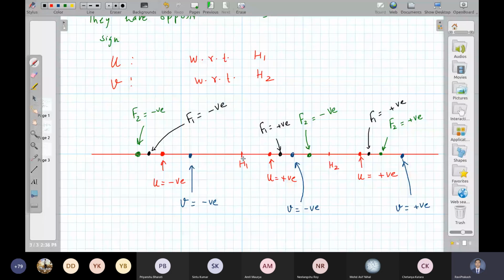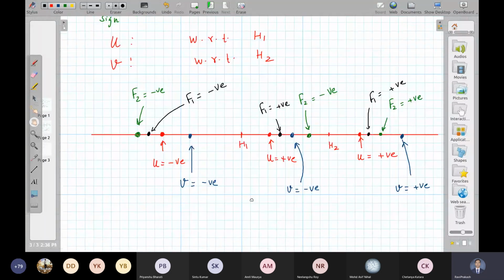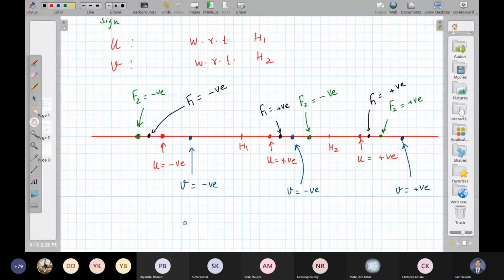Like u and f1, these are calculated with respect to h1. All the image side are calculated with respect to h2. That is why I gave you this problem number 3.